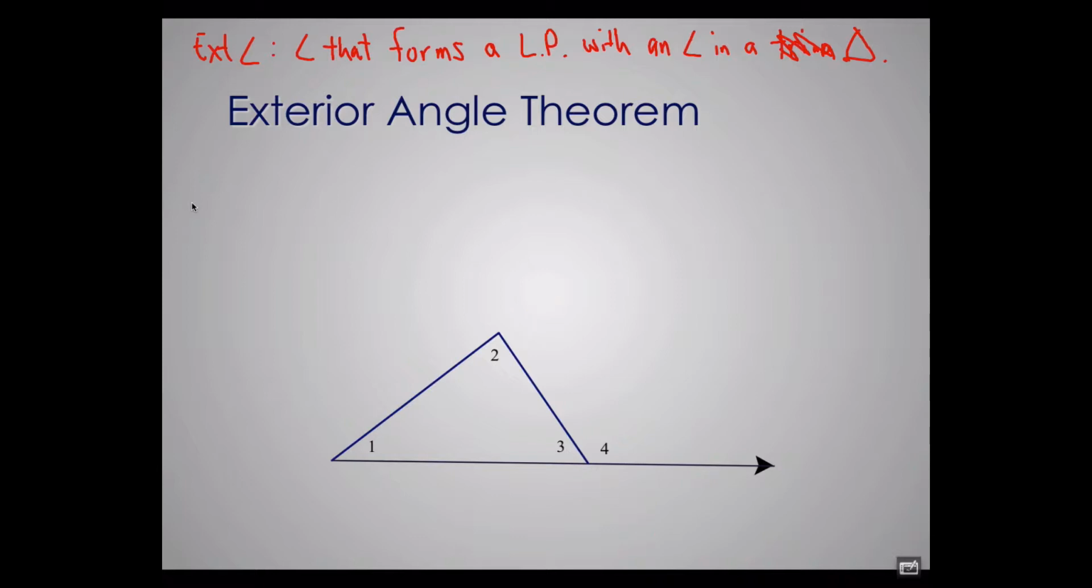Okay. So, what can you tell me about angle 4? How does it relate to the other 3 angles in the triangle? Other than the fact we already know that angle 4 and angle 3 are supplementary because we established that by saying that they were a linear pair. No, 4 is an exterior angle, 3 is an interior angle.